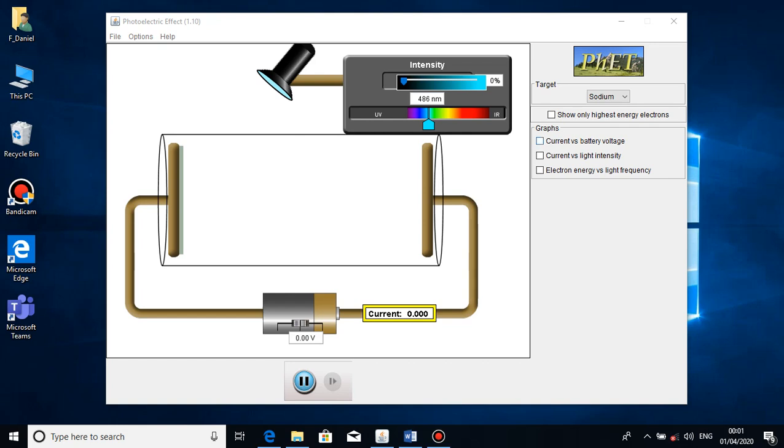This applet can help us to understand this phenomenon. We have here a closed tube, and here I have a piece of metal. Here we have a light source where we can vary the frequency and the intensity, and here we have a battery which is connected to this tube.